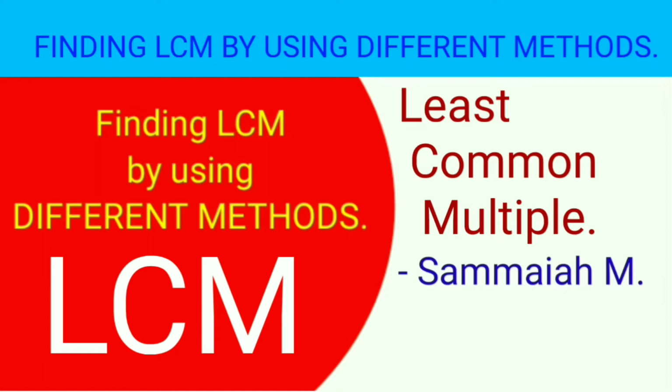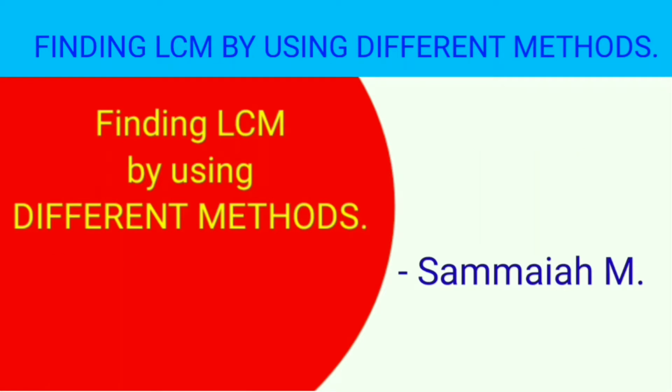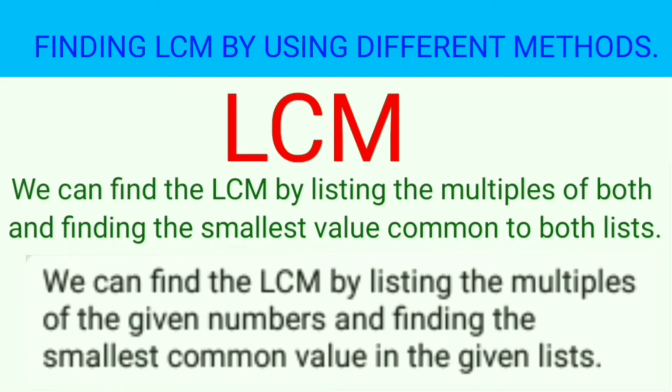Finding LCM by using different methods. We can find the LCM by listing the multiples of both and finding the smallest value common to both lists. Or we can find the LCM by listing the multiples of the given numbers and finding the smallest common value in the given lists.